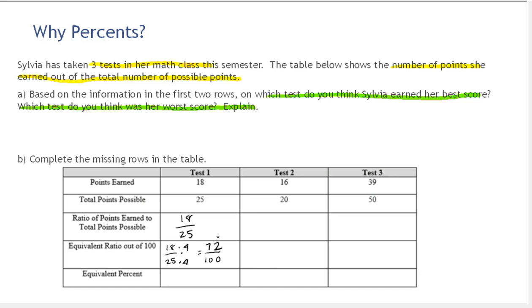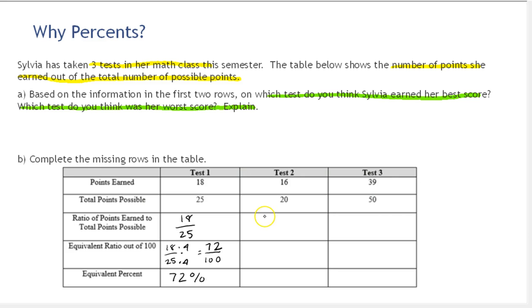Now percent, as described in the media lesson packet, means per 100. So the equivalent percent, this is 72 per 100, so we write 72%. All 3 of these forms are equivalent. They all represent the same ratio, but they're writing it in a different way. This is based on the original amount of points earned to points possible. This writes that ratio out of 100. And in percent notation, this symbol right here is what we use for percent, meaning per 100. So 72 out of 100 is equivalent to 72%.